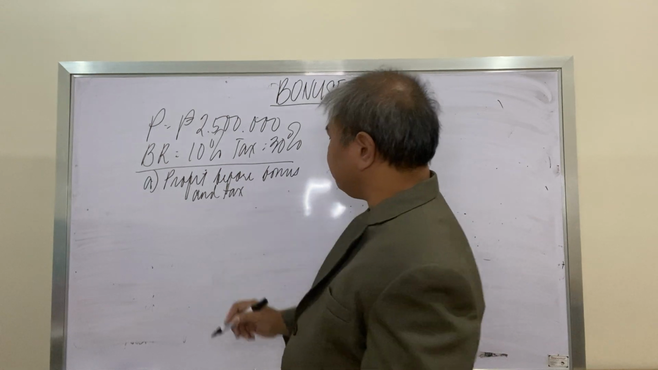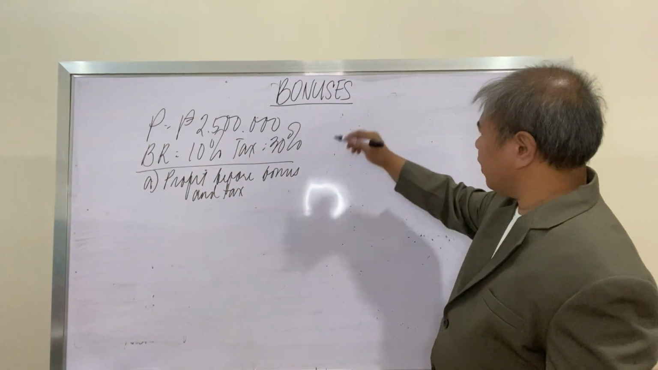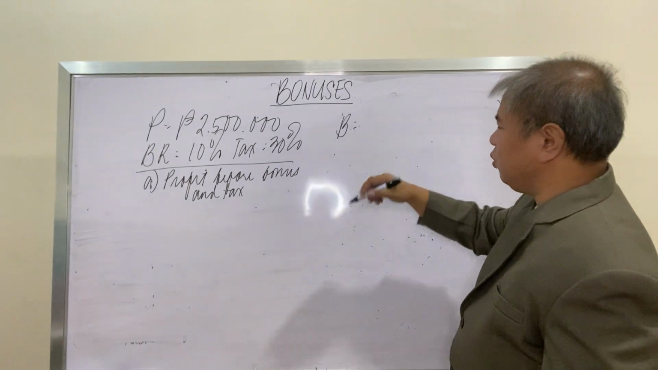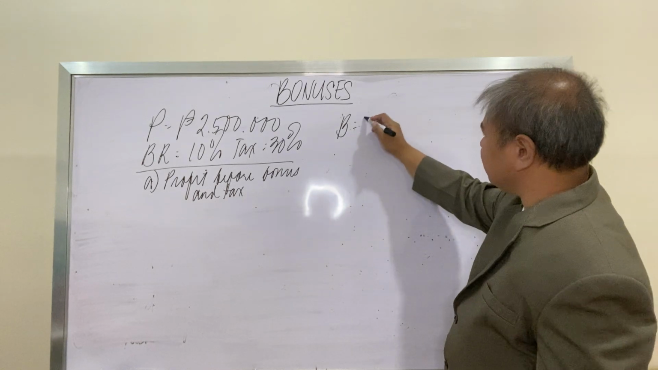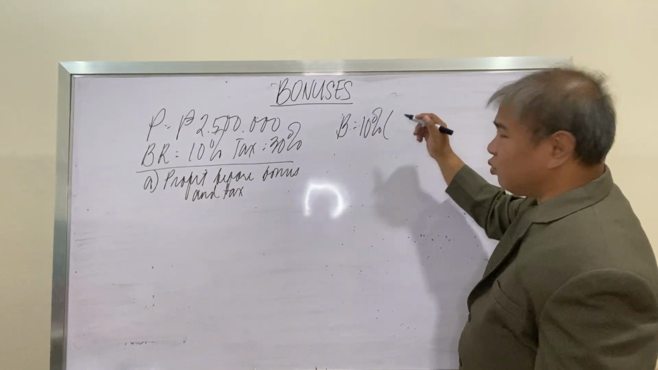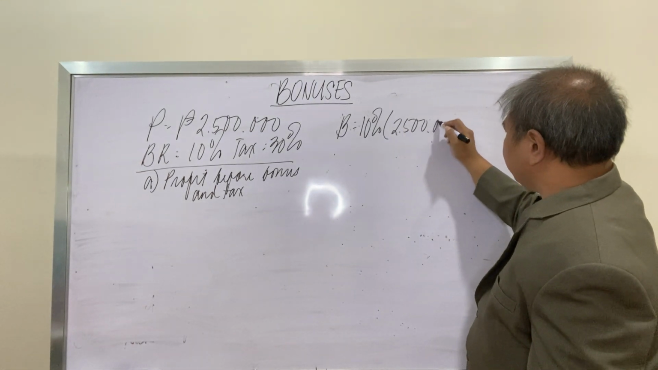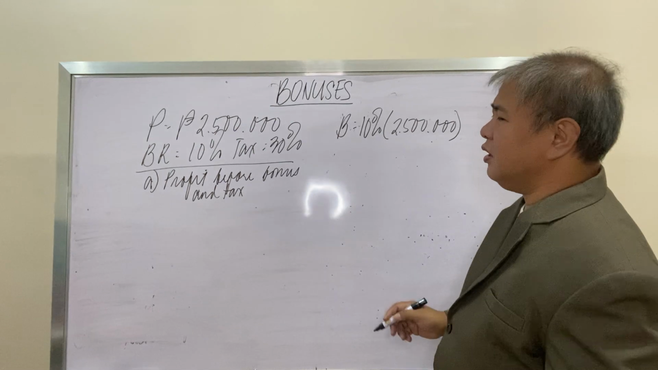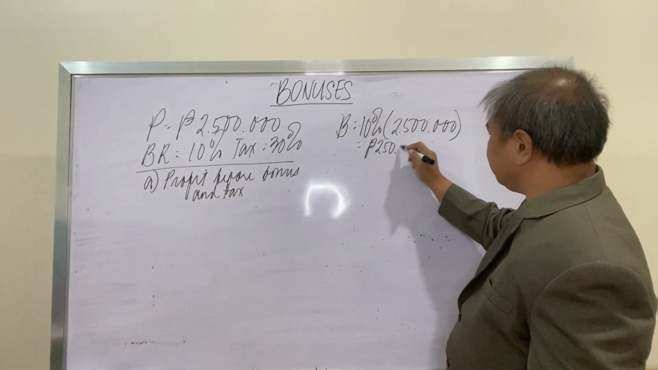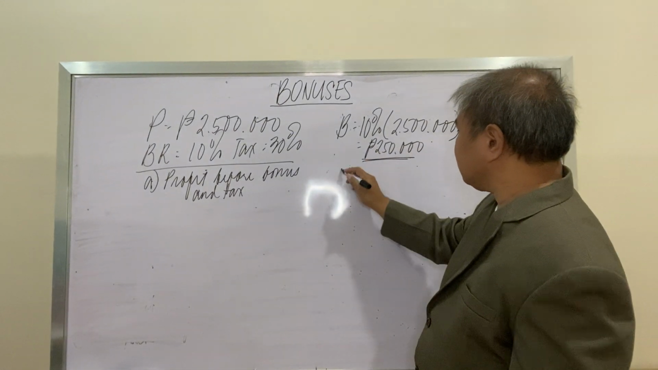So under this assumption, how are we going to solve this one? Your bonus is equal to profit before bonus and tax, and the bonus rate is 10%. Before bonus, so there's no deduction yet. So this is 2,500,000. So therefore, your bonus is 250,000. As simple as that. Now, how about the tax?